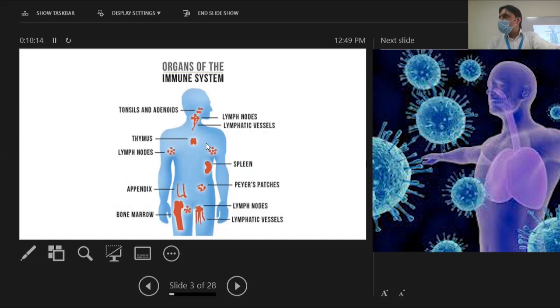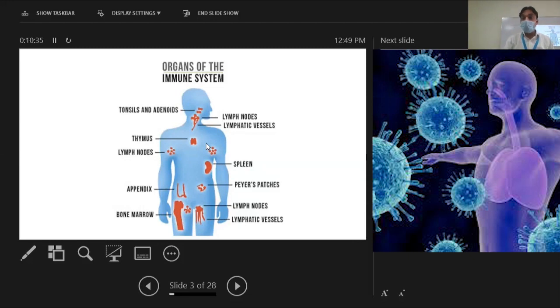The other cells which are produced in the bones, they are called as B cells. B cells, they are coming from the bone marrow. You must have heard this too, they are part of the immune system. The other things which are part of the immune system, the other organs, the most important one, lymph nodes.